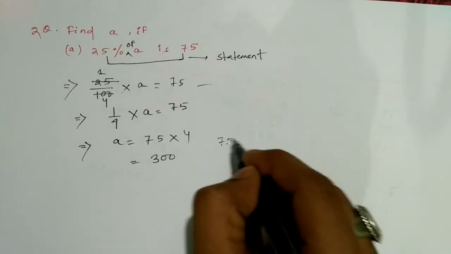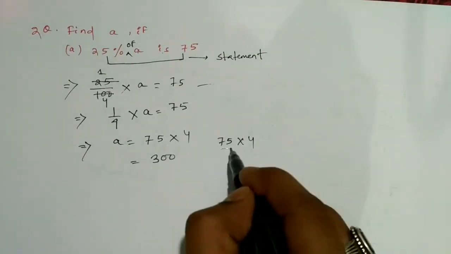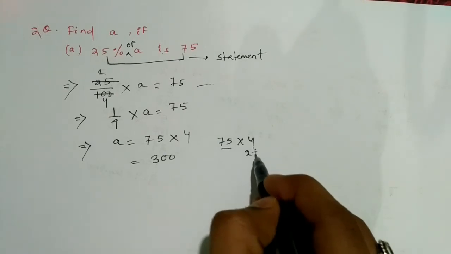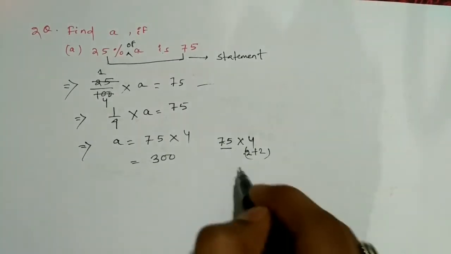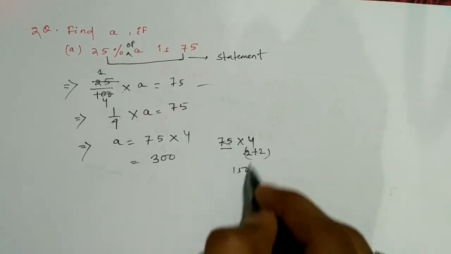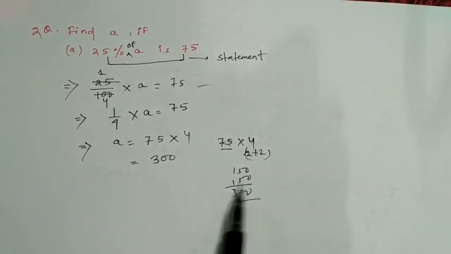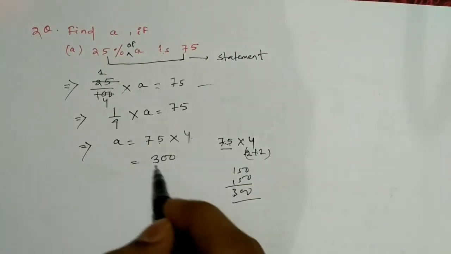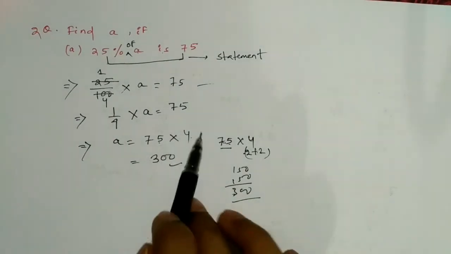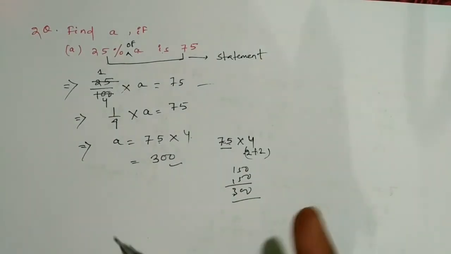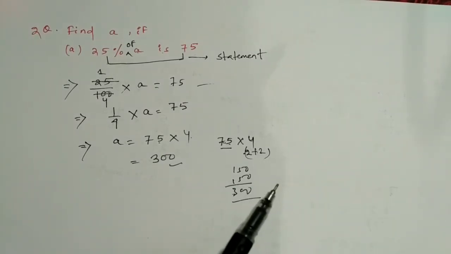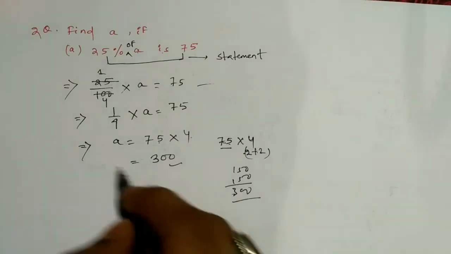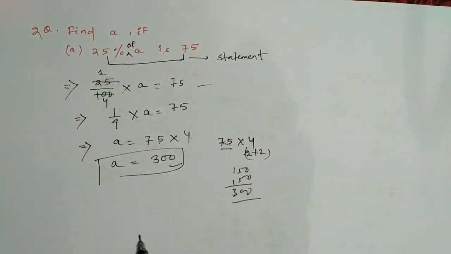Simply remember that 75 into 4 means what? I can write 4 as 2 plus 2. 75 into 2, that is 150. Again 75 into 2, that is 150. That is 300. You can do this by thinking logically. So when we add 150 plus 150, we get 300. This is your answer, the value of a. And the rest, all other questions, I think you can do by yourself. If you face any problem, then please tell me. Okay.